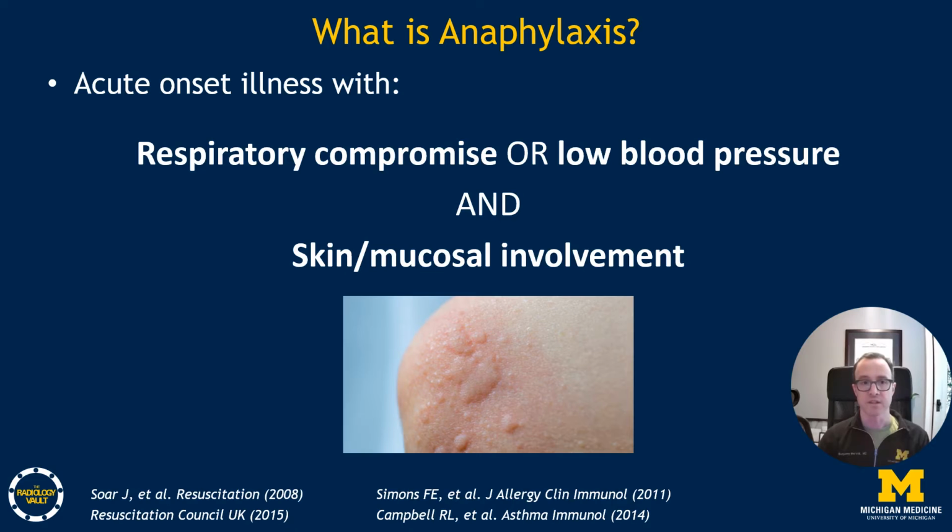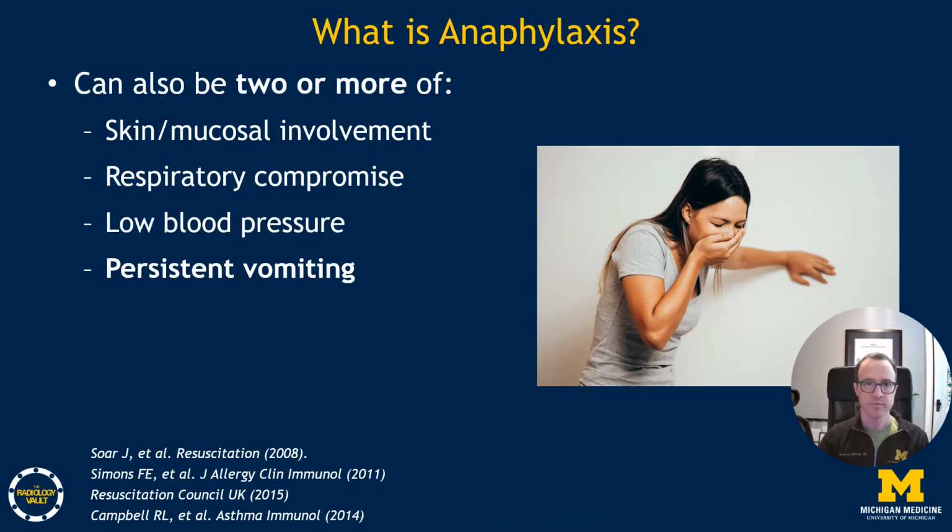Another definition is that it's an acute onset illness with respiratory compromise or low blood pressure, and always skin or mucosal involvement. Another definition that is sometimes used is 2 or more of the following: skin or mucosal involvement, respiratory compromise, low blood pressure, and persistent vomiting. This is not just vomiting once or even twice, but recurrent severe vomiting. And as you can see, there are multiple vital sign abnormalities included within these portions of this definition.